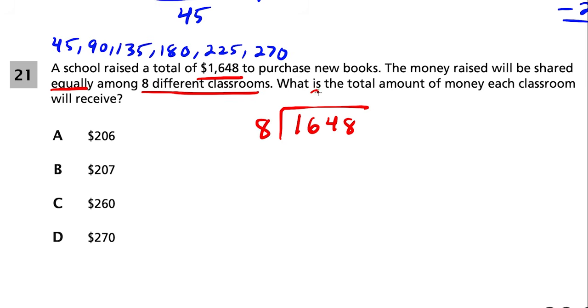8 goes into 16 twice. We do 2 times 8 is 16. It divides evenly, so there's no remainder. We carry down the 4, and now 8 goes into 4 0 times. 0 times 8 is 0.